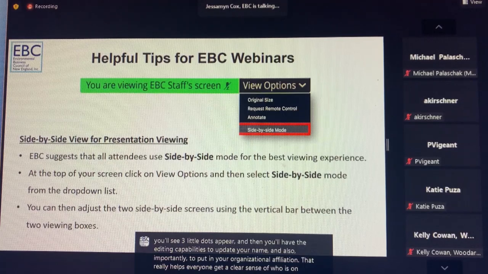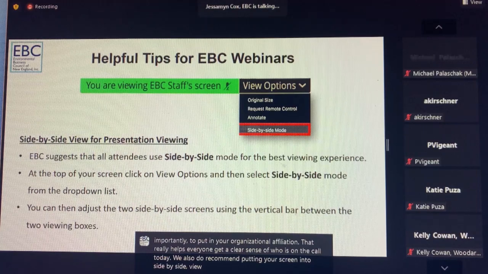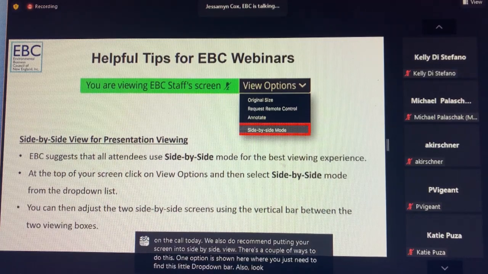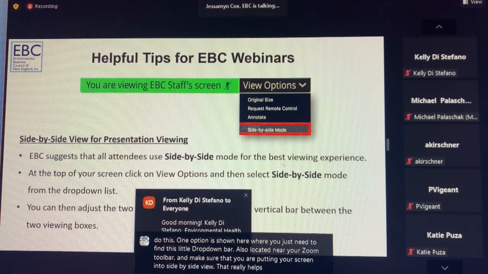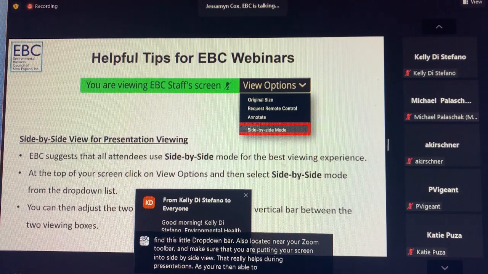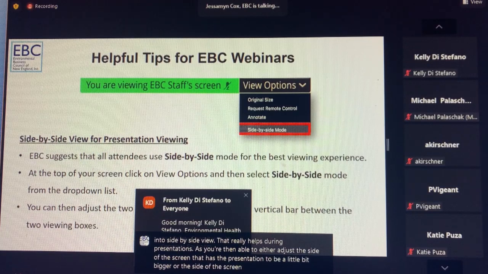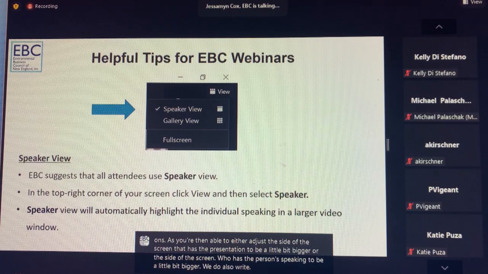We also do recommend putting your screen into side-by-side view. There's a couple of ways to do this. One option is shown here, where you just need to find this little drop-down bar, also located near your Zoom toolbar, and make sure that you are putting your screen into side-by-side view. That really helps during presentations, as you're then able to either adjust the side of the screen that has the presentation to be a little bit bigger, or the side of the screen who has the person speaking to be a little bit bigger. We do also recommend putting your view into speaker view.